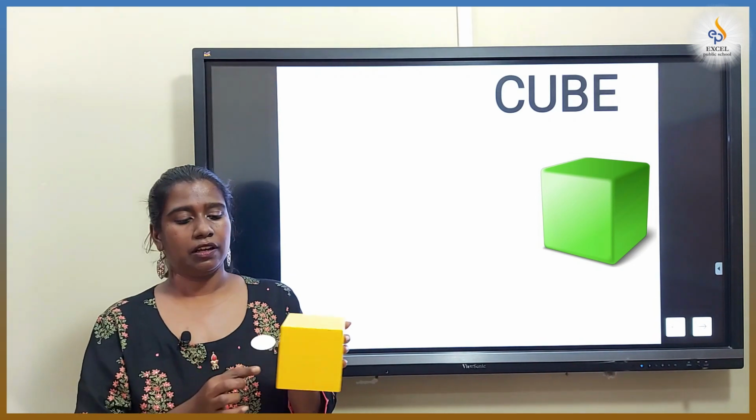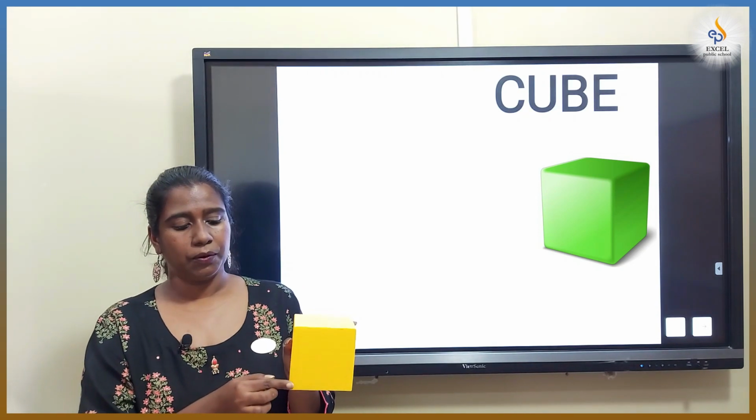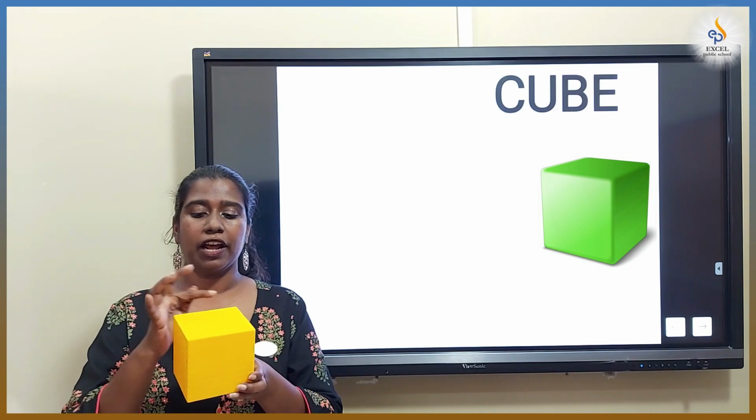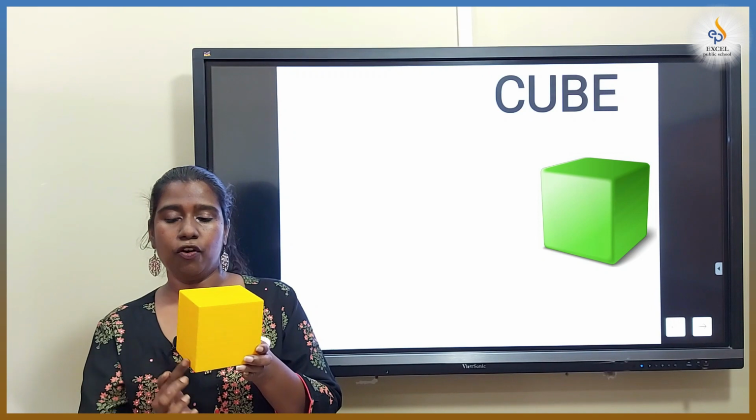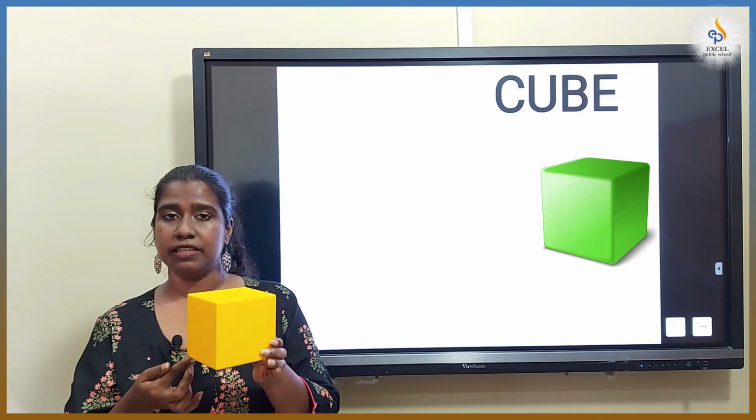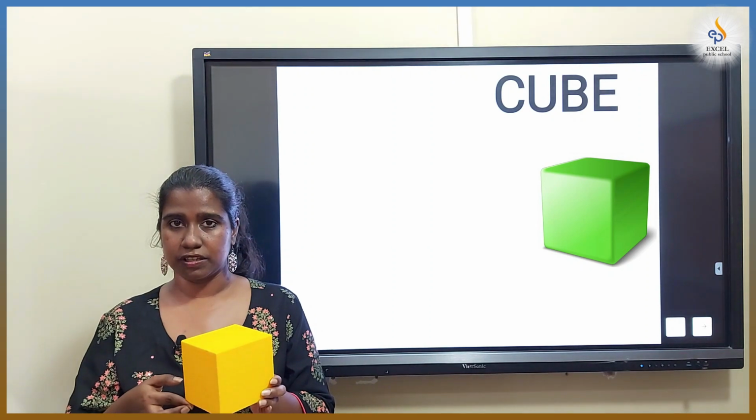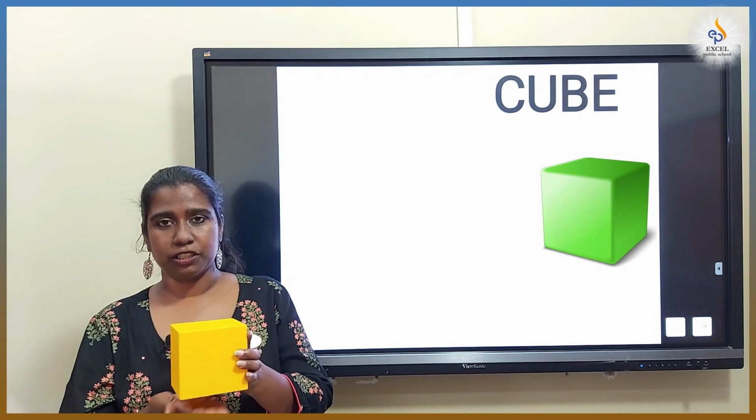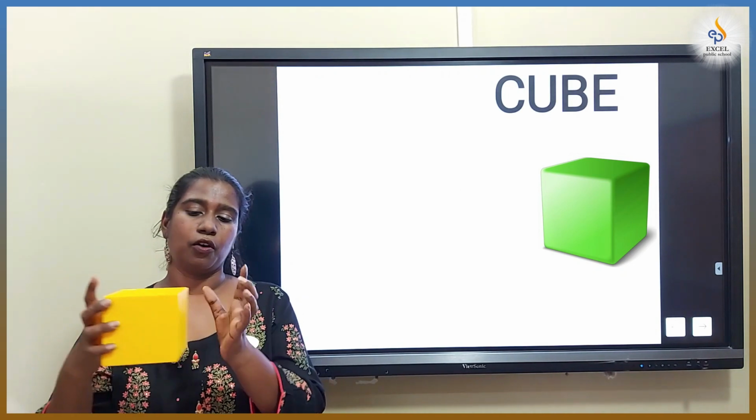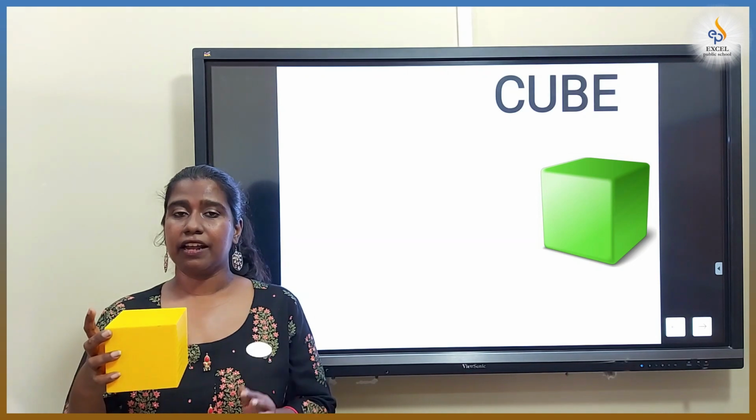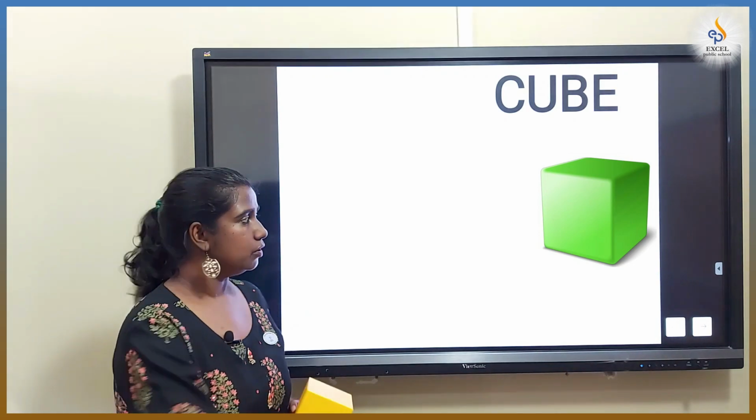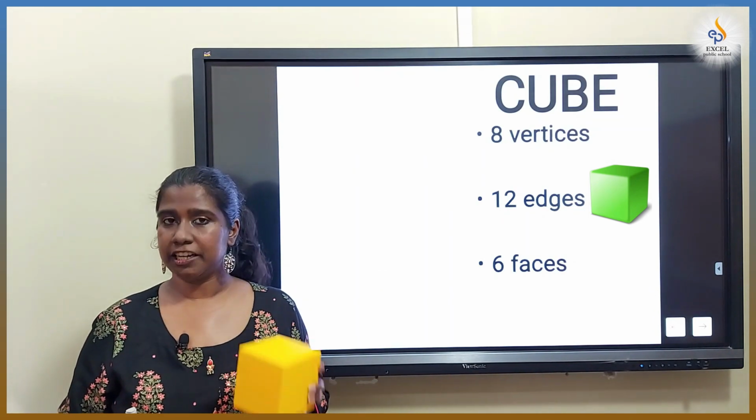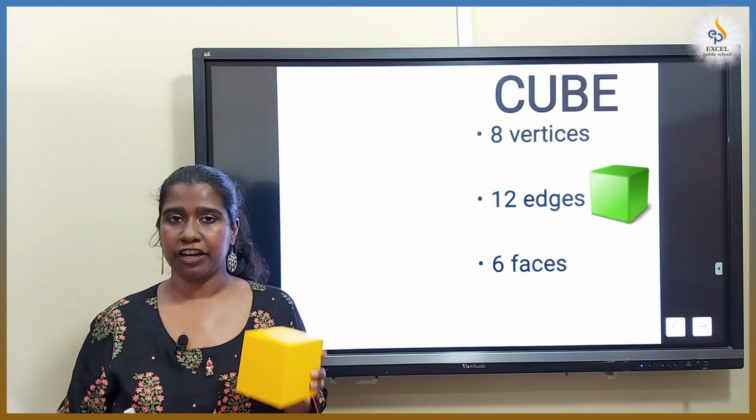The edges. Let's count the edges. We have 4 edges along the side, 4 edges on the top and 4 edges at the bottom. That means a cube has 12 edges. And we have 1 face at the top, 1 face at the bottom and 4 faces around a cube. That means there are 6 faces in a cube. So, a cube has 8 vertices, 12 straight edges and 6 flat faces.